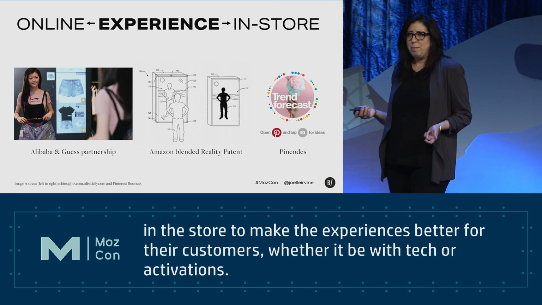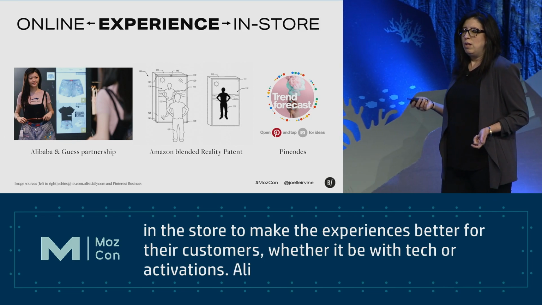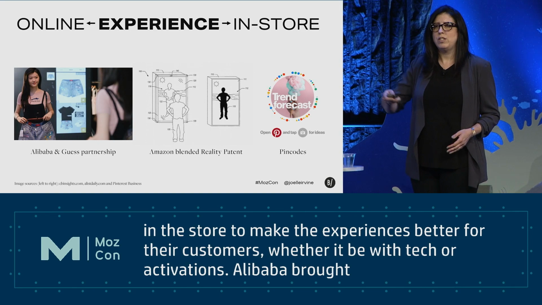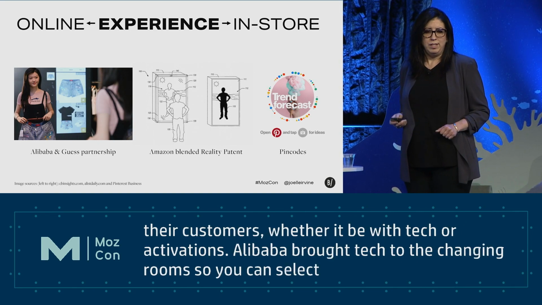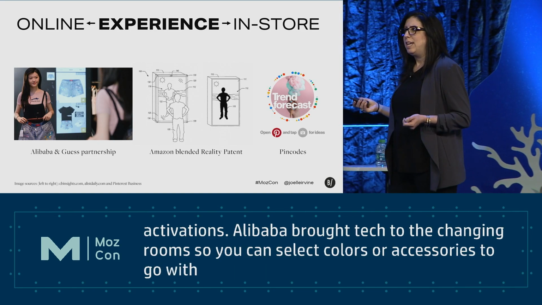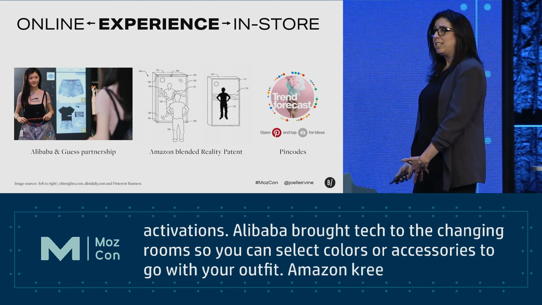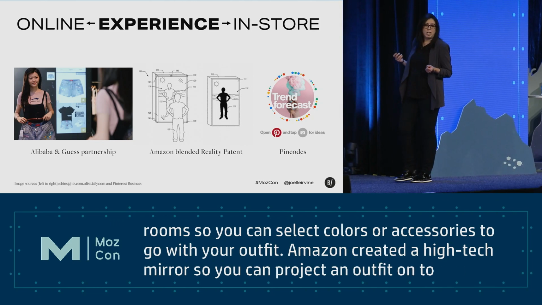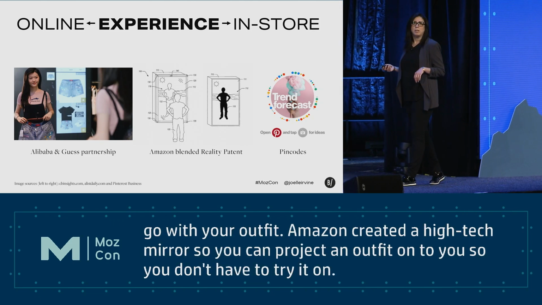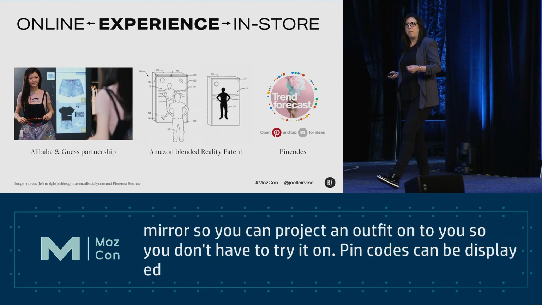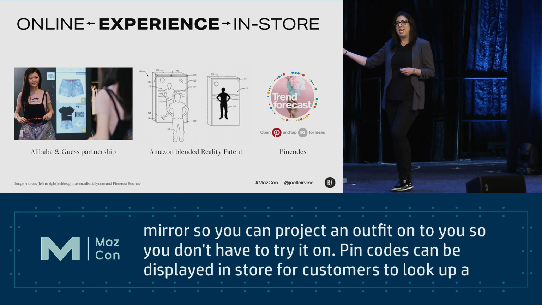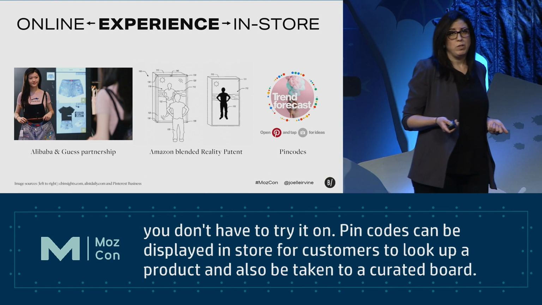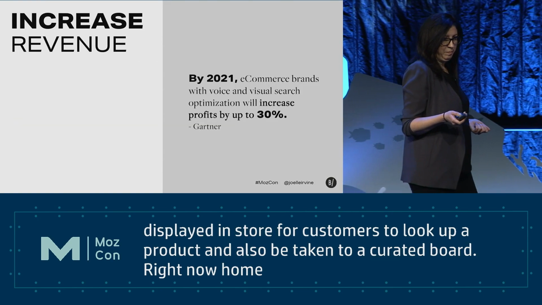Alibaba brought fashion mirrors to the guest change rooms so that when you try on an outfit, you can actually select other colors or accessories to go with your outfit. Amazon created a high-tech mirror so that you can project an outfit onto you so you don't even have to try it on. Pin codes can be displayed in store for customers to look up a product and also be taken to a curated board. Right now, Home Depot and Nordstrom use those pin codes.